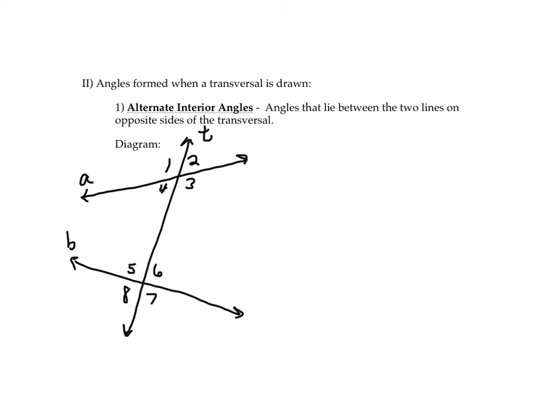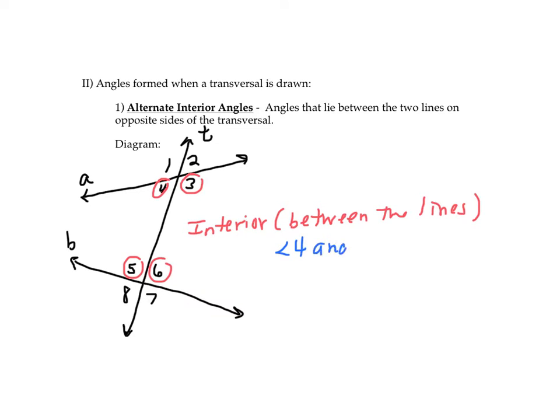Now, the angles that are between the two lines, like angle 4, angle 3, angle 5, and angle 6, are interior angles because the space in between the two lines is referred to as the interior region. So just think interior means inside or between the lines. If we want to talk about alternate interior angles, the definition says that not only are they interior angles, but they also have to be on opposite sides of the transversal. So we can say that angle 4 and angle 6 are alternate interior angles.